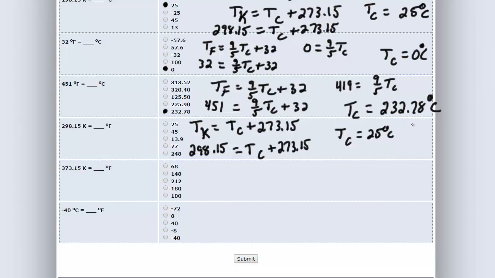So now we have to type in: the temperature in Fahrenheit is equal to 9/5 the temperature in Celsius plus 32. So the temperature in Fahrenheit is going to be 9/5, and the temperature in Celsius was 25, plus 32. So what we're going to get is 9/5, 9 divided by 5, times 25, which of course is 45, plus 32. And we get 77. 77 degrees Fahrenheit.